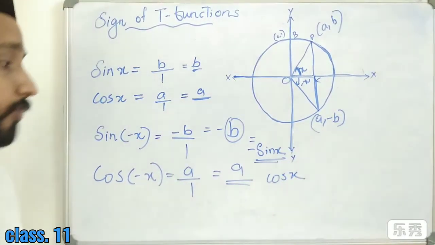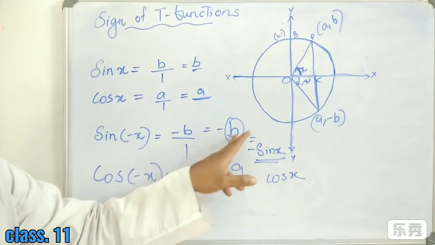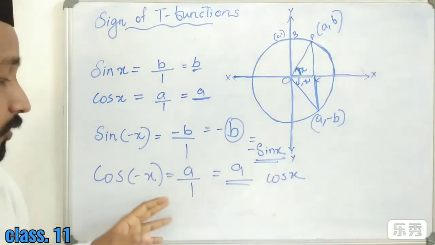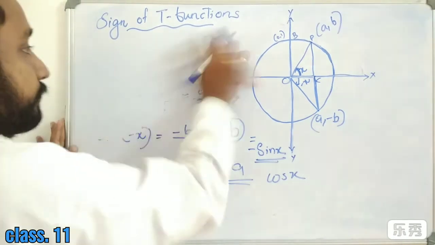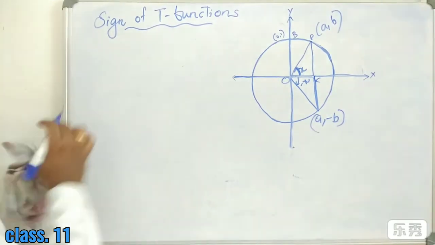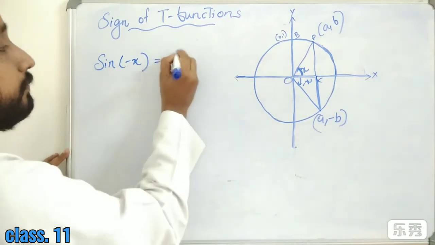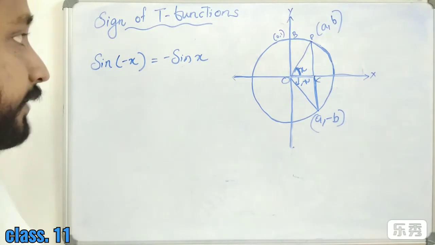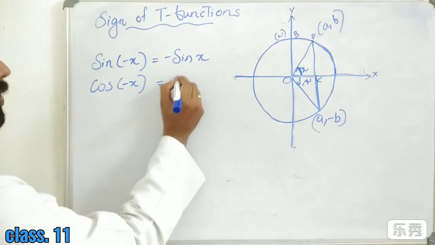So we have two formulas. Sine of minus x is equal to minus b, that is b means sine x, that is minus sine x. And cos of minus x is equal to a, that is also cos x. So we have two formulas. Sine of minus x is equal to minus sine x and cos minus x is equal to cos x.